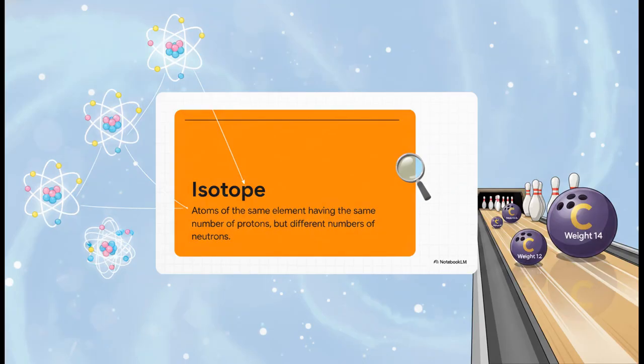Okay, but what if you keep those protons exactly the same, so the identity doesn't change, but you pack in some extra neutrons? Well, that brilliantly illustrates our next concept, the isotope. By definition, isotopes are atoms of the same element having the same number of protons, but different numbers of neutrons. What does that mean for us? It means you can have different weights of the exact same element. It's like custom bowling balls. Some are heavier, some are lighter. But because their atomic number is identical, they all roll exactly the same way down the lane.